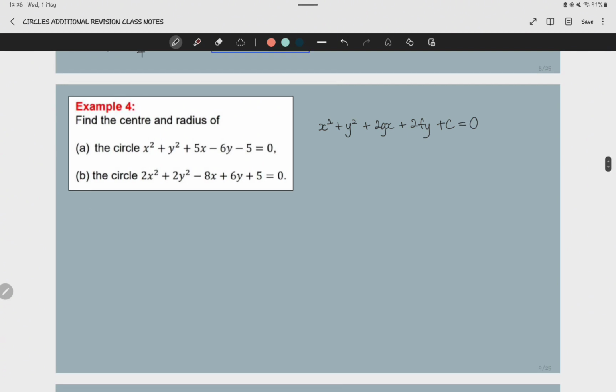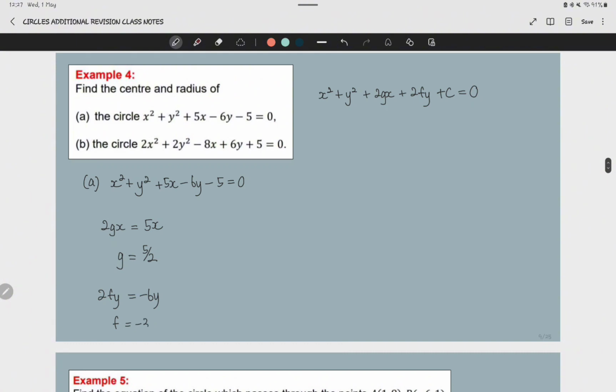Okay, so for A, we have the equation x squared plus y squared plus 5x minus 6y minus 5 equals 0. Looking at this here, we are just going to compare. So here we have 2gx equals 5x. X cancels, so g equals 5 over 2. 2fy equals negative 6y, so f would be negative 3. Right. Then you ask, why find these? We want to find the center and your radius.